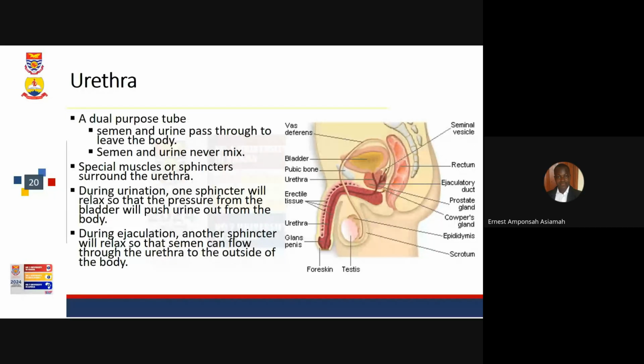Well, it has to do with nervous stimulation, and all these things can be learned. Usually, the tip of the penis is very, very sensitive when it is caressed. So when the nervous system is stimulated, that will cause the release.